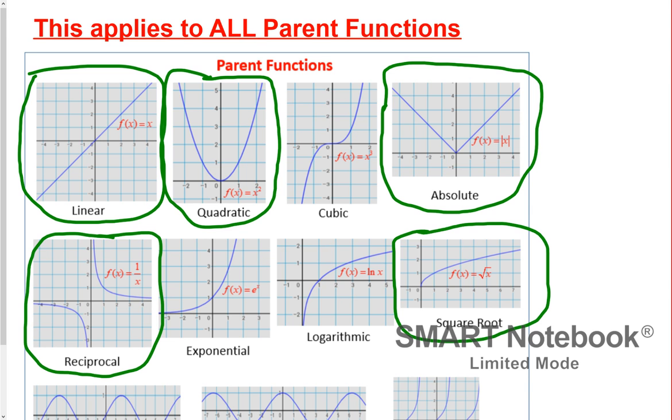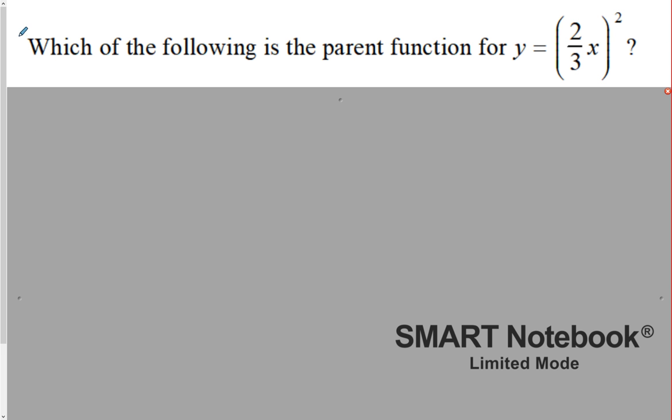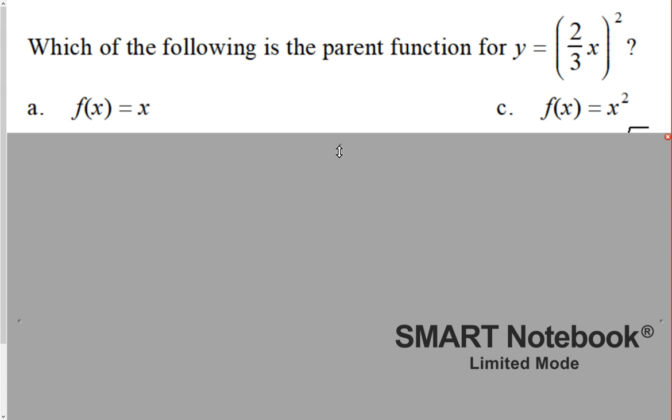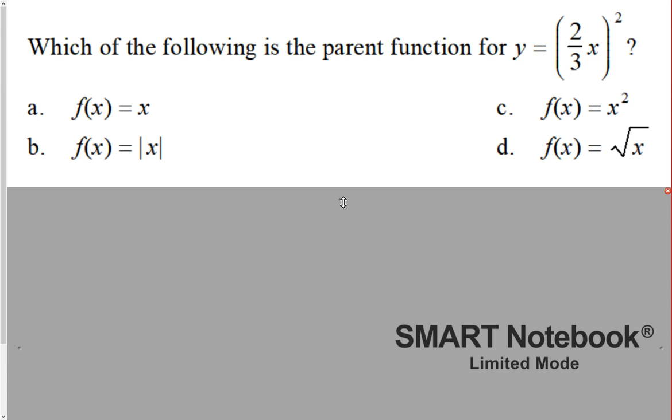All right, so here's a question I'd like to consider. Which of the following is the parent function for this function? Y equals, in brackets, 2/3 times x squared. I'm going to show you the parent functions that you could choose from. You could choose from any of these four.